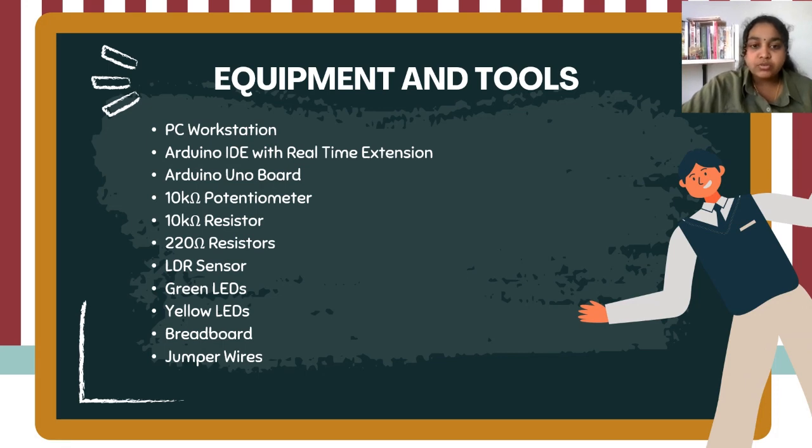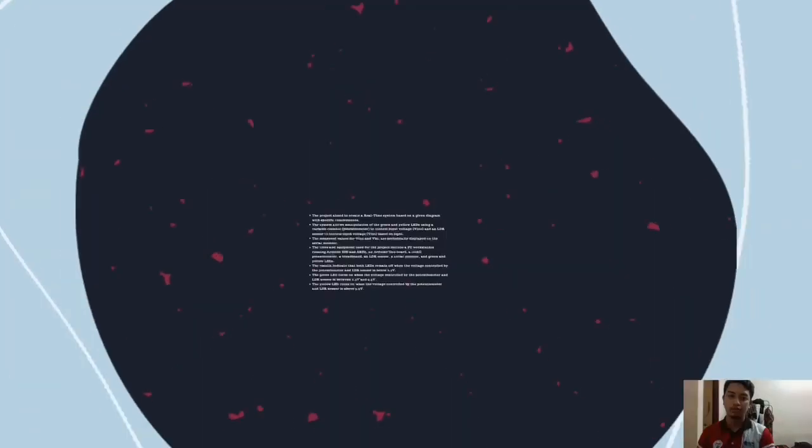The equipment and tools. In our mini project, we utilize a PC workstation equipped with the Arduino IDE along with a real-time extension to program and control the Arduino board. The setup integrates various components such as a 10K ohm potentiometer, 10K ohm resistor, 220 ohm resistor, LDR sensor, green LEDs, and yellow LEDs. These components were interconnected on a breadboard using jumper wires.